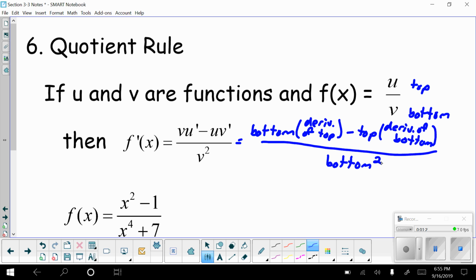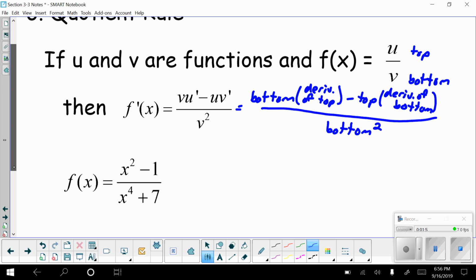Other people think in terms of, instead of top and bottom, high and low. So you can think of it as low d high minus high d low over low squared. There are songs that you can Google. There's actually a play called Calculus the Musical that you are welcome to Google and listen to the quotient rule song, which is absurdly catchy and at the same time really obnoxious. But if it helps you remember it, all the more better. Sorry for bad English there.